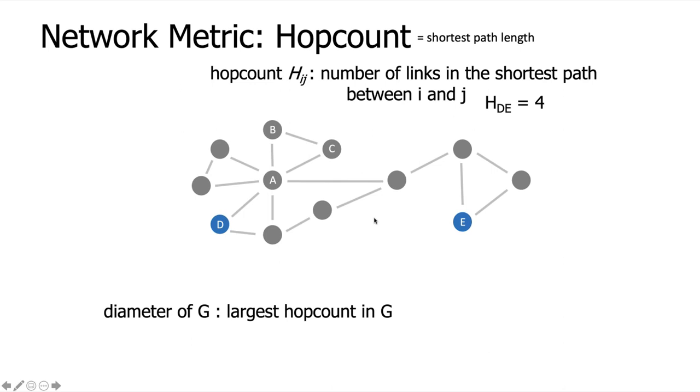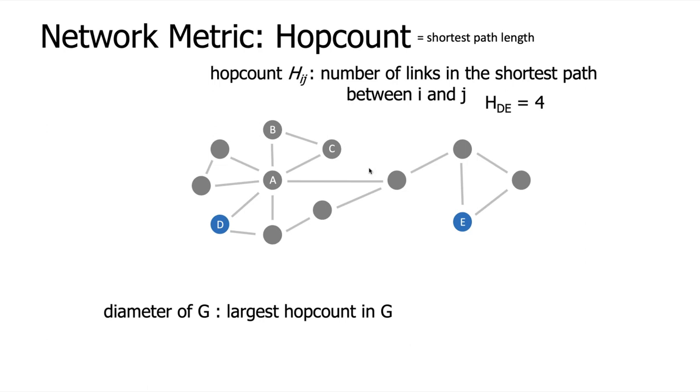So now there's something called the diameter of the graph G, which is just the largest hop count in G. So it's the longest shortest path between any two nodes. So what's the diameter for this particular network? In the chat, please. We want to see now the number of links in the shortest path between any pair and then the maximum of that. So look at this network.